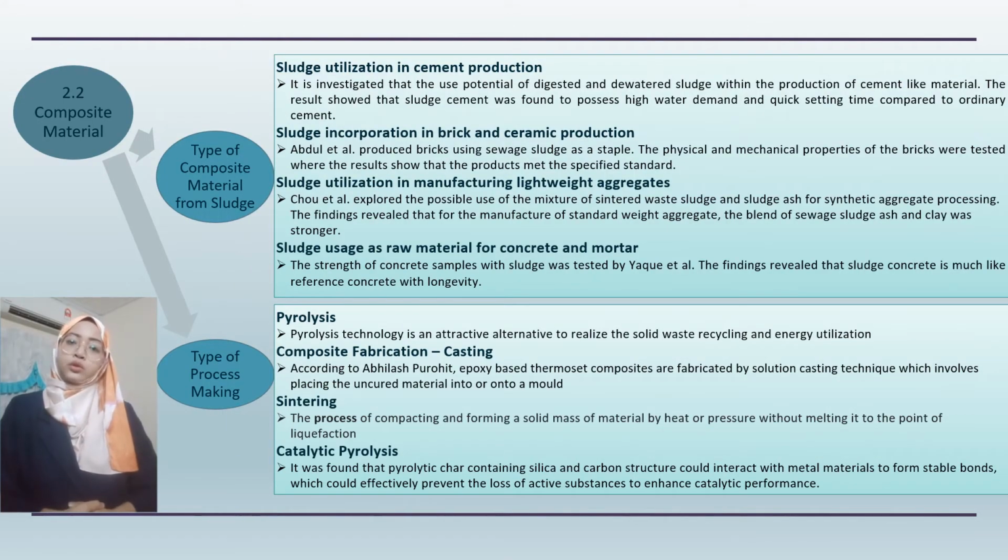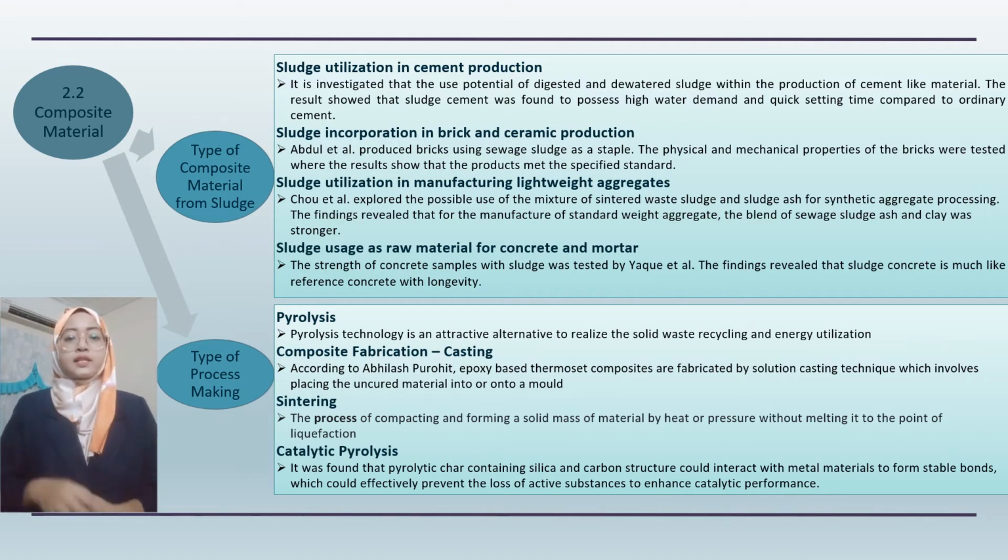For topic 2.2, it is divided into two parts, which are type of composite material from sludge and type of process. For the type of composite from sludge, one is sludge utilization in cement production. It investigated the use potential of digested and dewatered sludge within the production of cement-like material. The results showed that sludge cement was found to possess high water demand and quick setting time compared to ordinary cement.